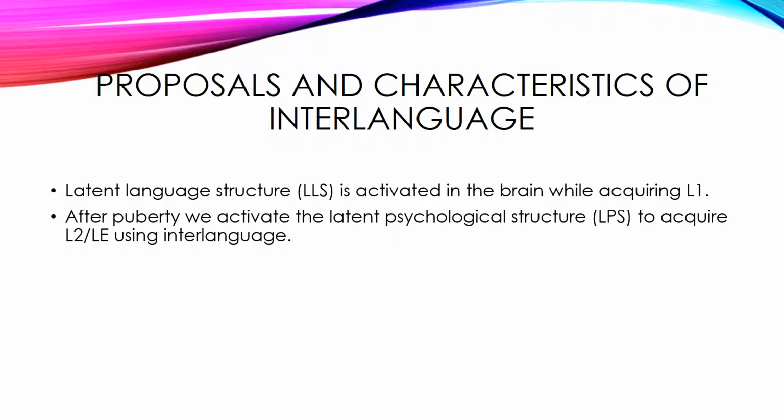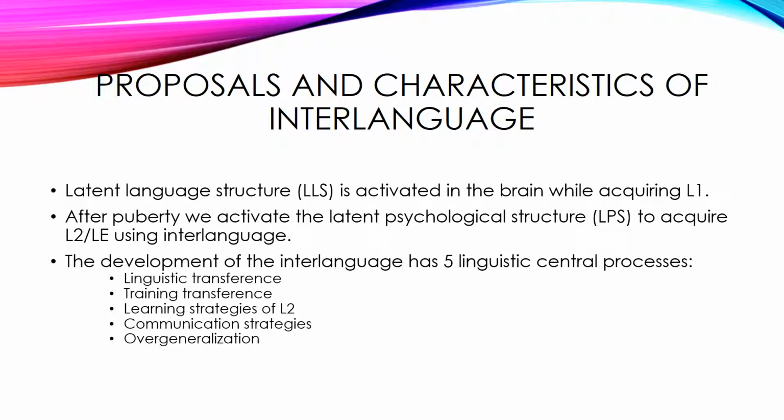The characteristics of the latent psychological structure are that it does not have a genetic calendar, it does not have a direct relation with the universal grammar, and this structure is not sure to become a natural language. And finally, it's possible that it overlaps other intellectual structures.